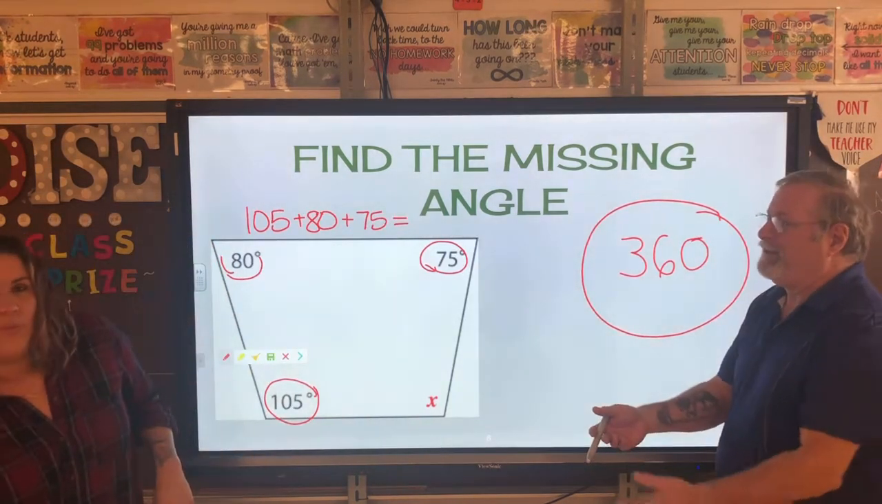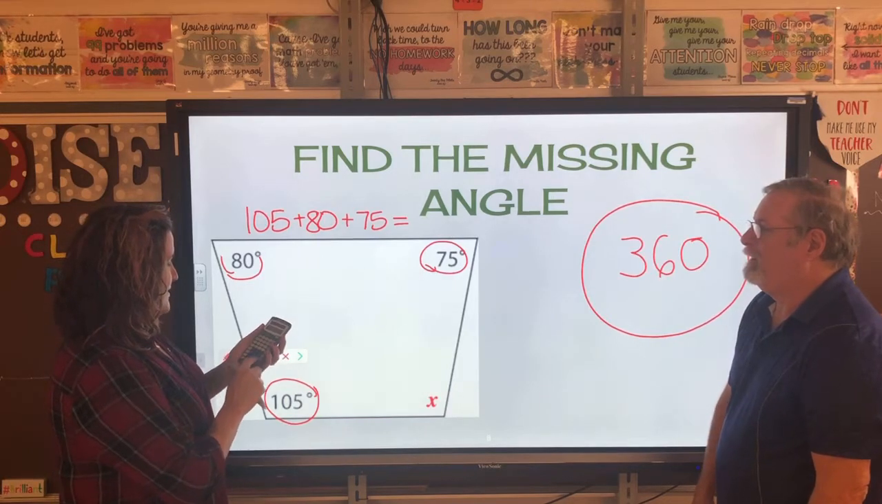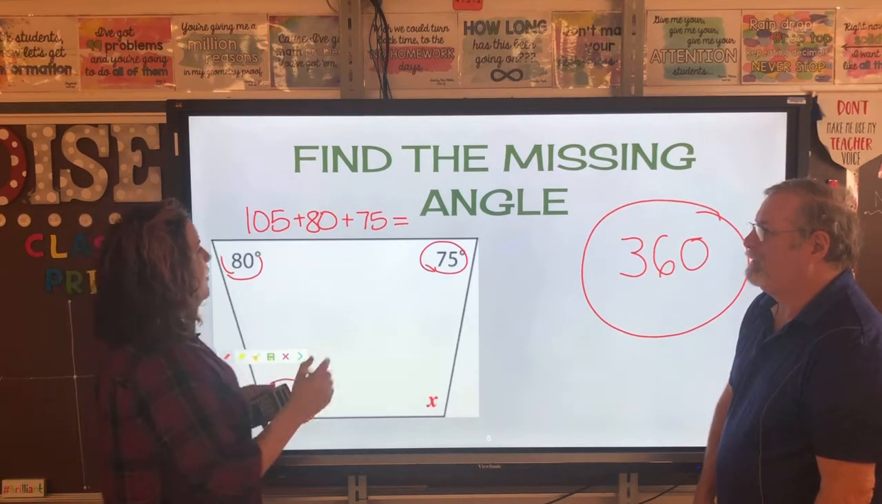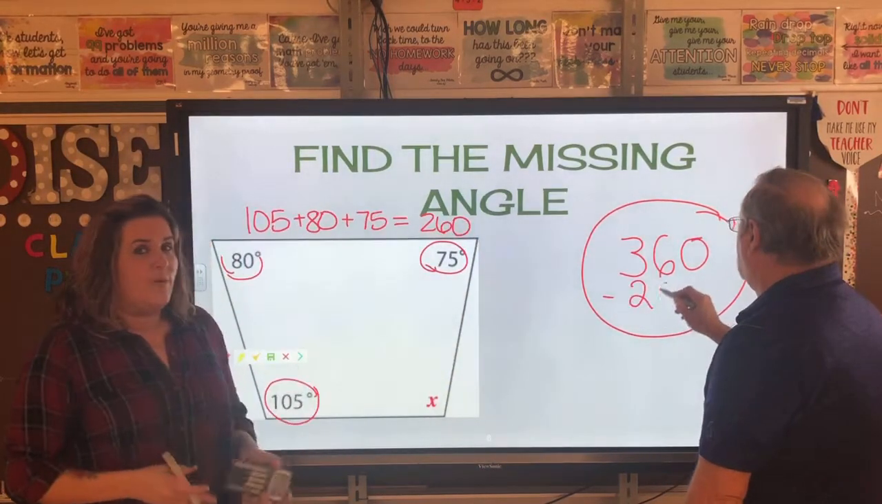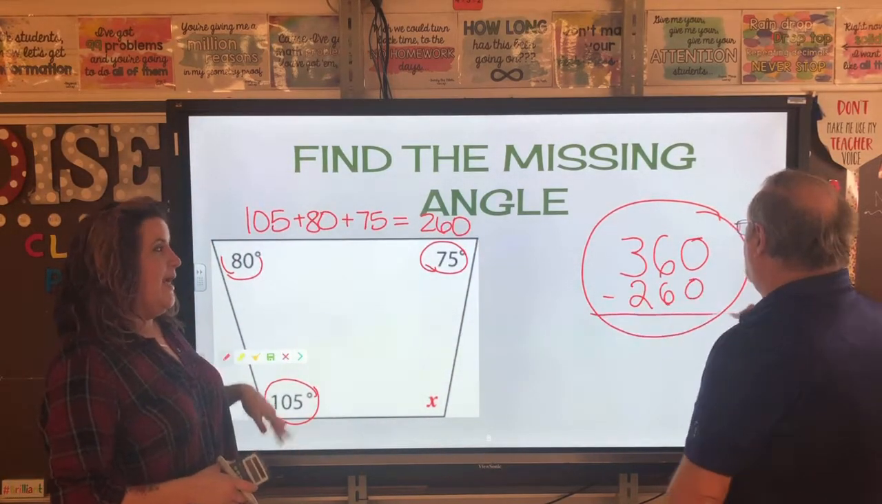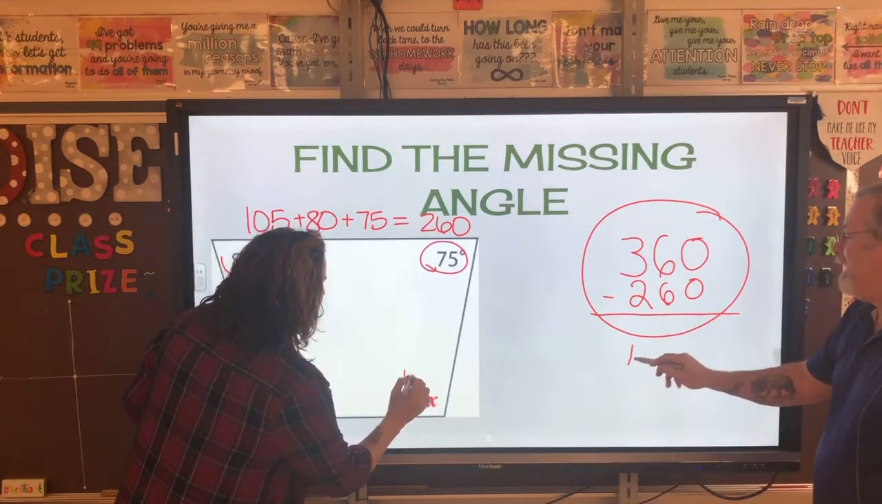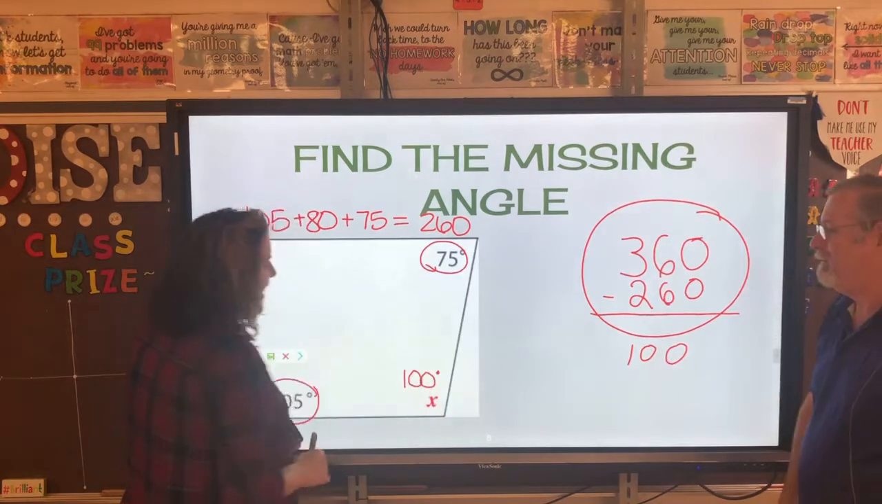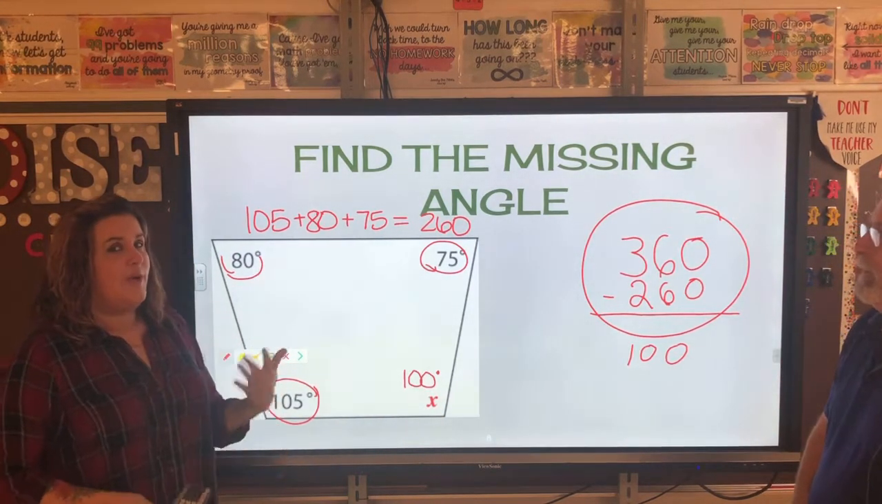Which I would do for you, but I didn't, with the handy dandy calculator. That's okay. I'll do this part and then you can do the second part. 105 plus 80 plus 75. So I get that those three measurements are 260 degrees. So I take what all four have to be minus what I know, and we can do that one super simple. This one I can handle without the calculator. X is 100 degrees. So you can find the missing angle by using what you know.